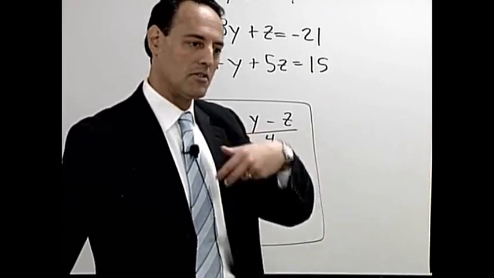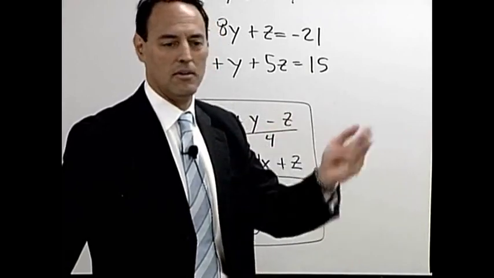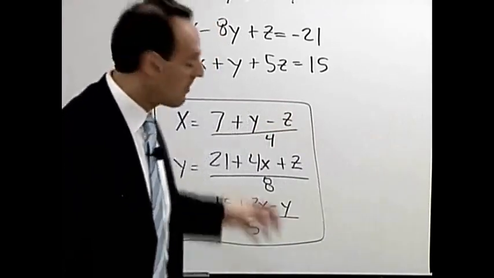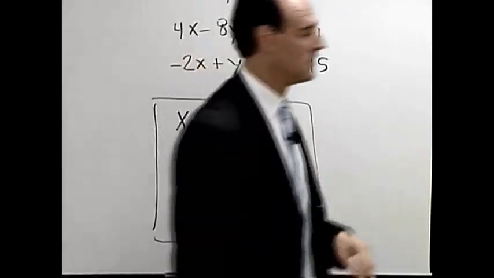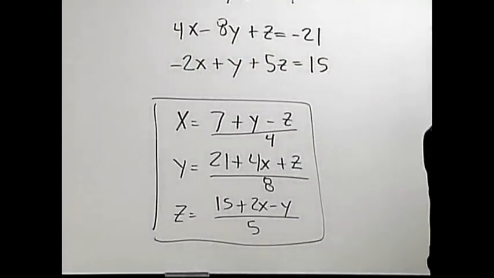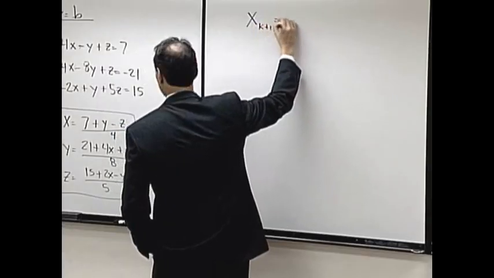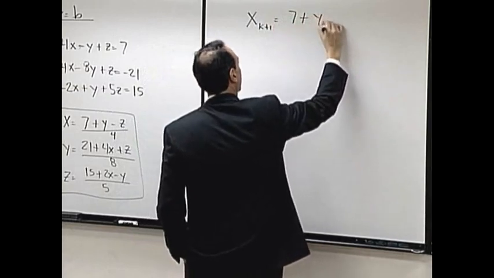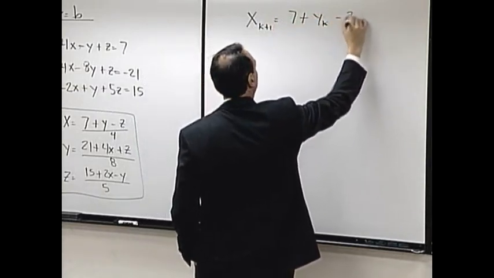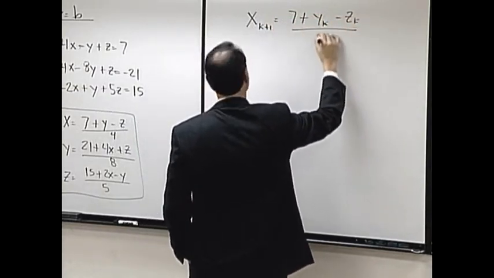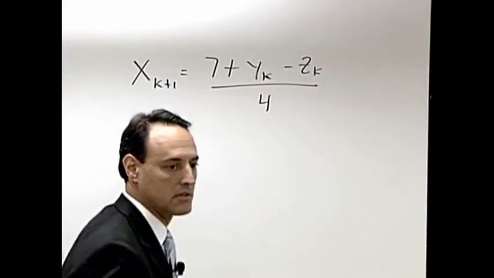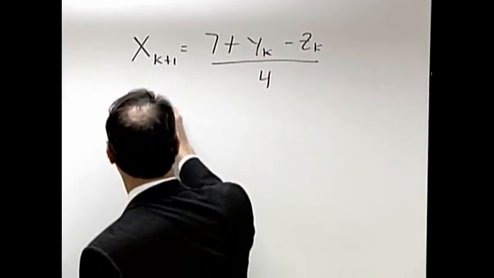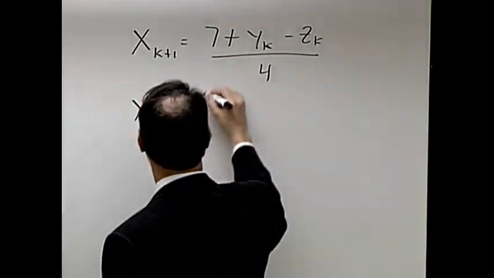Here's what I'm going to do. I'm going to give it some x, y, and z values. I don't know. I'm just going to make some up. And I'm going to make an iteration scheme out of this. And here it is. My new x value is just going to basically take my guess of y and my guess of z and turn it into a new x. And same thing with my y values.